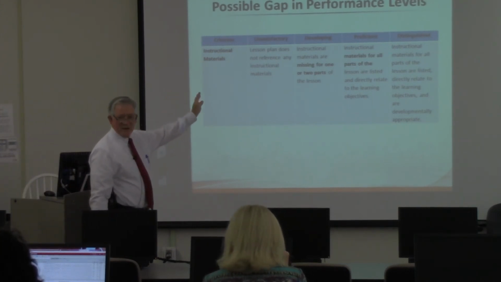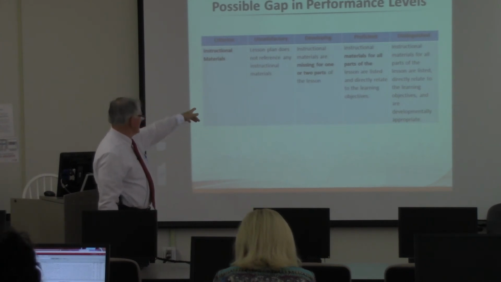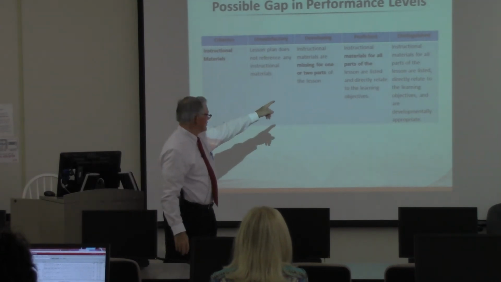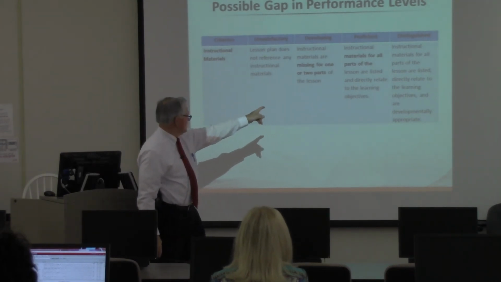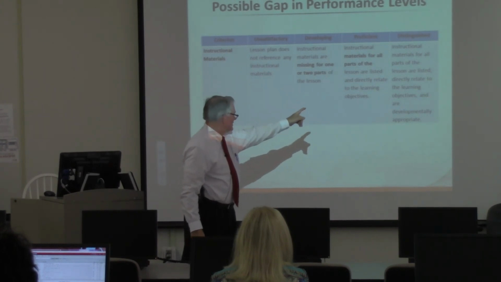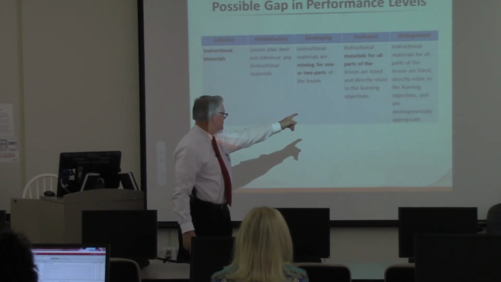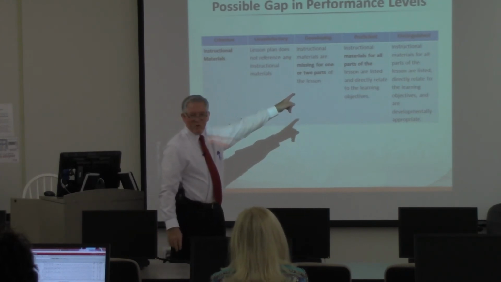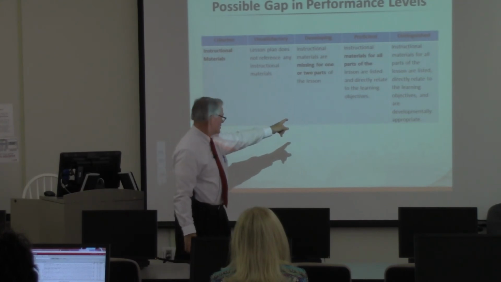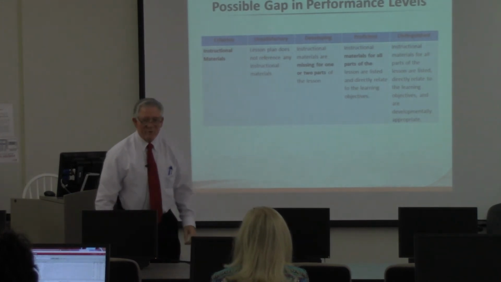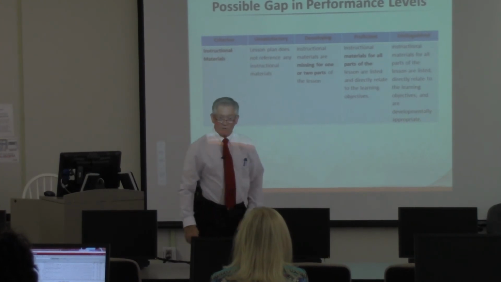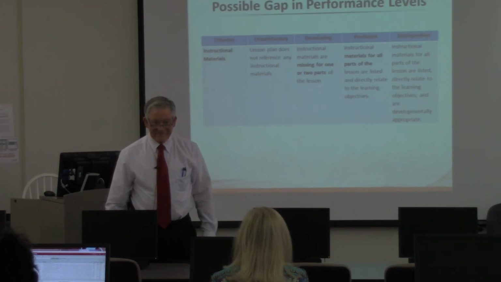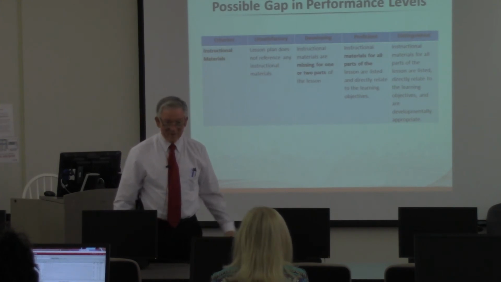The lesson plan does not include any instructional materials. Instructional materials are missing for 1 or 2 parts. Instructional materials for all parts are listed. Instructional materials for all parts are listed, directly relate to the learning objectives, and are developmentally appropriate. The only difference between 3 and 4, between proficient and distinguished, is are developmentally appropriate. Well, do you mean you're going to give somebody a proficient if they don't do a developmentally appropriate plan? Isn't that a given? Should be.